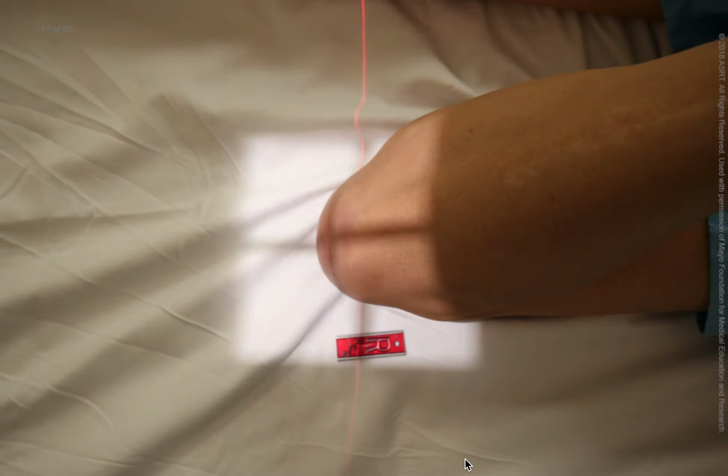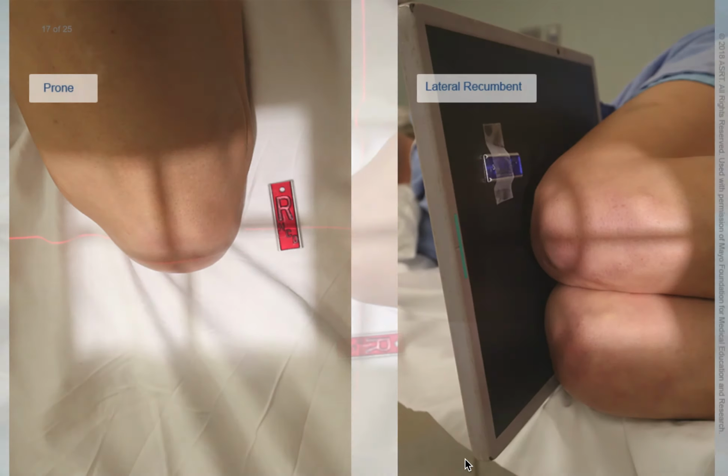When the patella is perpendicular to the plane of the image receptor, the central ray is directed perpendicularly to the patellofemoral joint. When a perpendicular position cannot be obtained, the degree of knee flexion is used to determine the central ray angulation. An angle of 15 to 20 degrees is common.